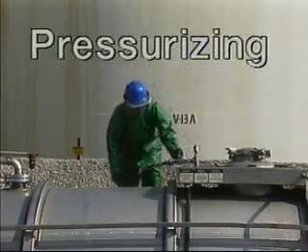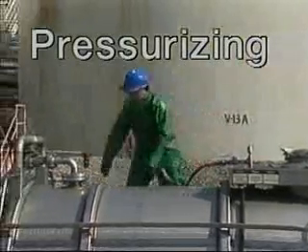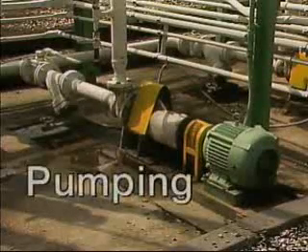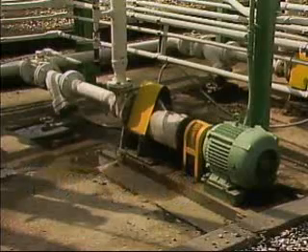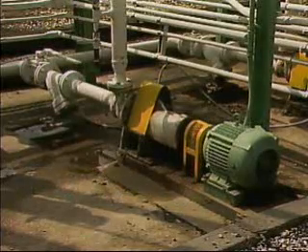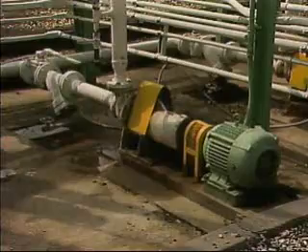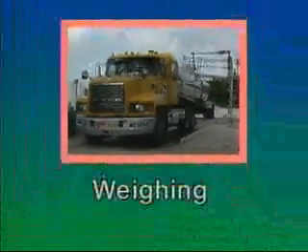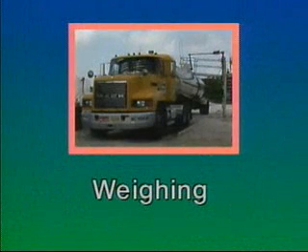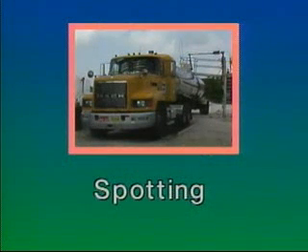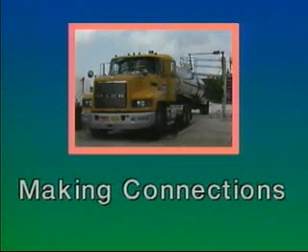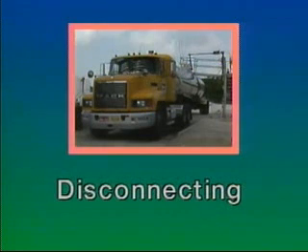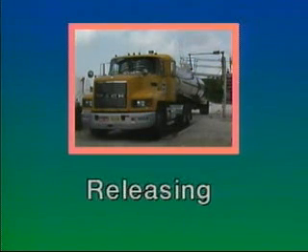Another method involves pressurizing a tank with a compressed gas to force the liquid out of the tank. Liquid can also be moved from one place to another by pumping. In our example, we'll use the pumping method to load a tank truck through the top. The procedures for loading a tank truck consist of some general tasks, including weighing the tank truck, spotting the truck at a loading rack, making the necessary connections, transferring the liquid, disconnecting the loading equipment from the truck, and releasing the truck.